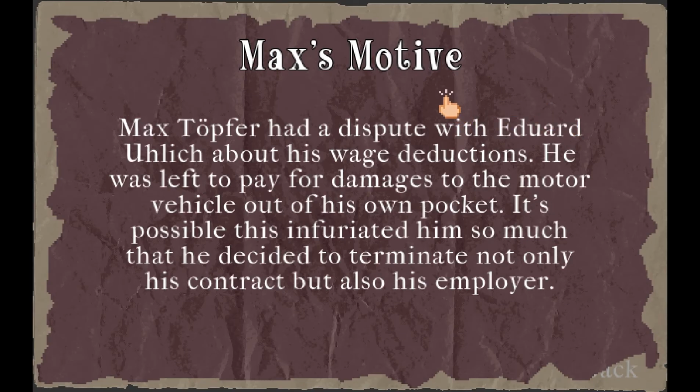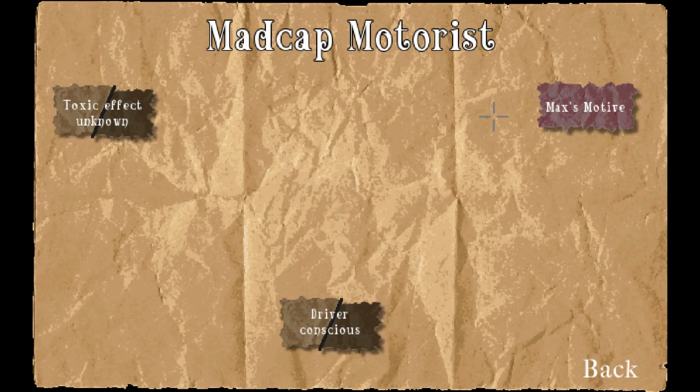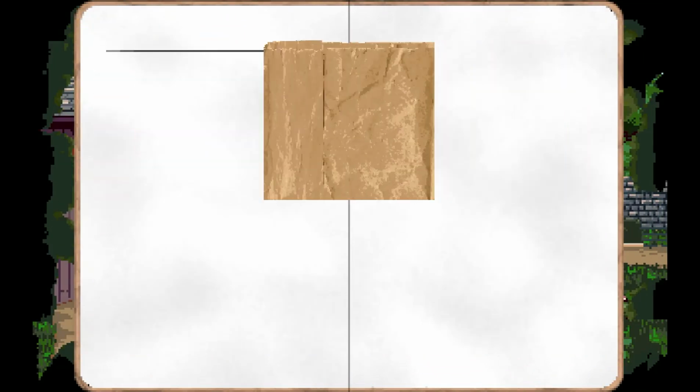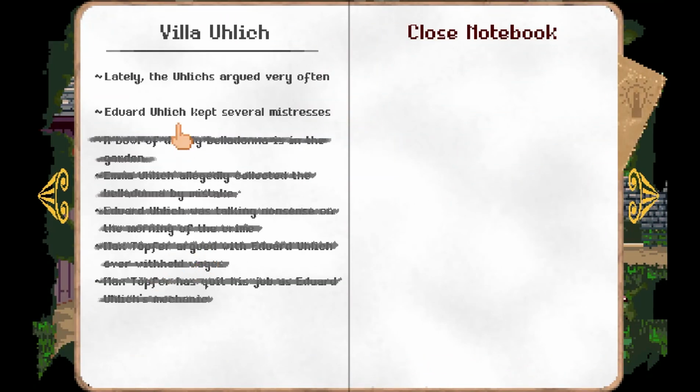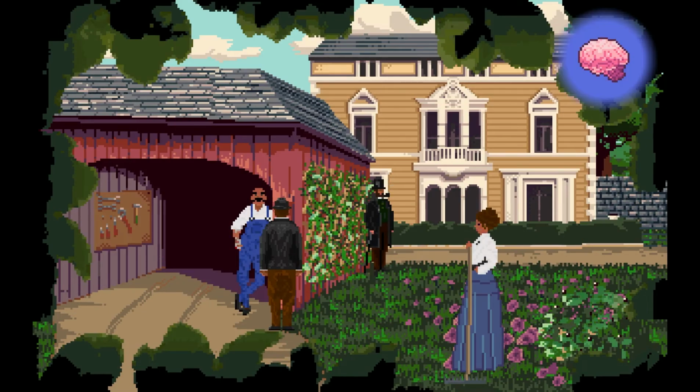Max's motive. Max Töpfer has a dispute with Edward Ulrich about his wage deductions. He was left to pay for damages to the motor vehicle out of his own pocket. It's possible this infuriated him so much he decided to terminate not only his contract but also his employer. Oh, so that's just telling us his motive. I mean, I think we also have Emma's motive then. Cheating? Oh, how about they argued in Mistresses? There's the motive.